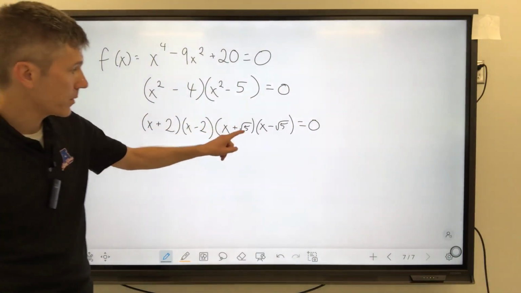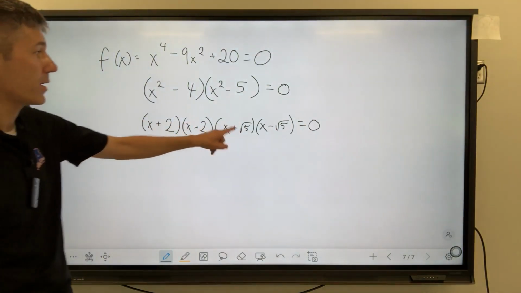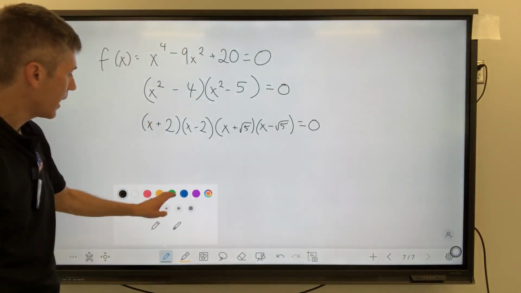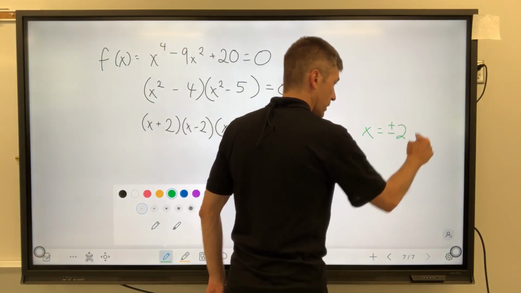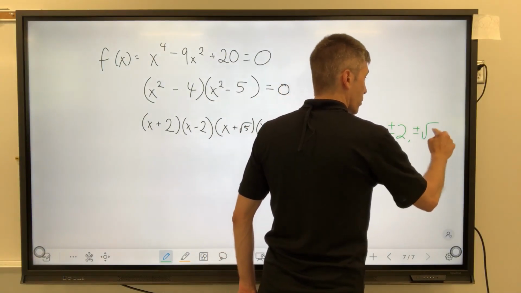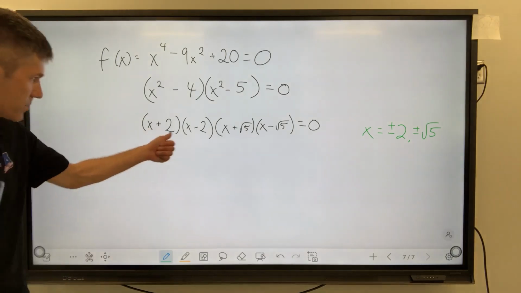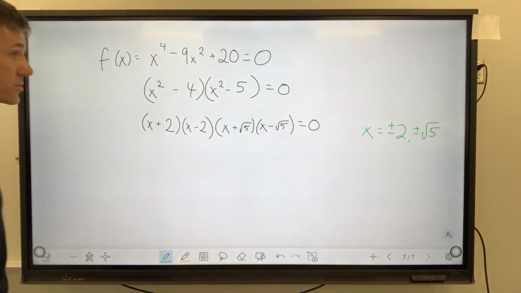2, negative 2, negative square root of 5, positive square root of 5, and these are our final answers right here. X equals plus or minus 2, plus or minus the square root of 5, because I would set each of these factors equal to 0 and solve it.